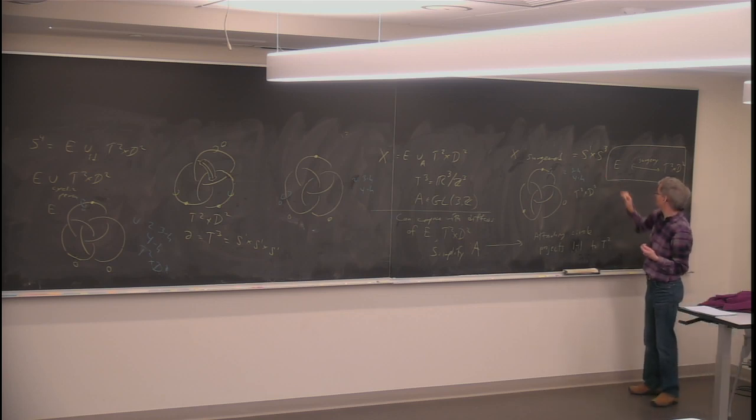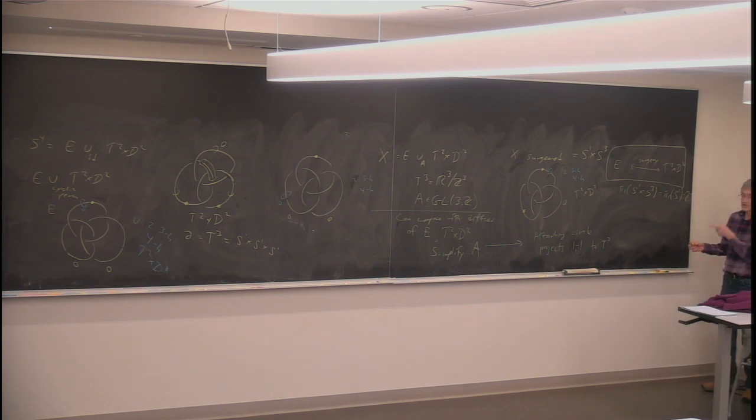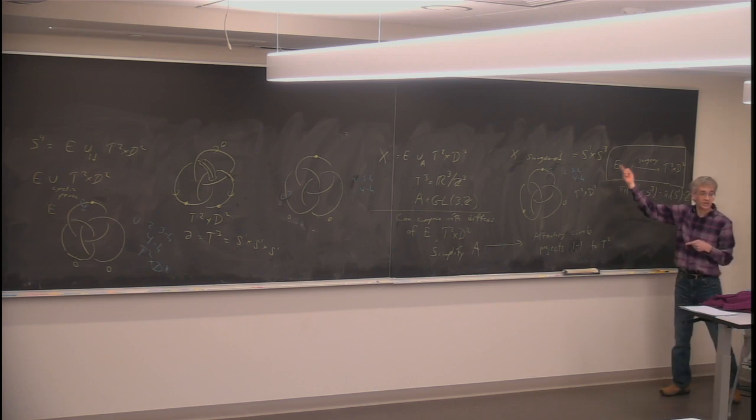Once we know its homotopy class, well, of course, pi 1 of S1 cross S3 is pi 1 of S1, which is the integers. So there's just a single integer that's telling us how many times we wrap around the circle. And that's all we need to know.